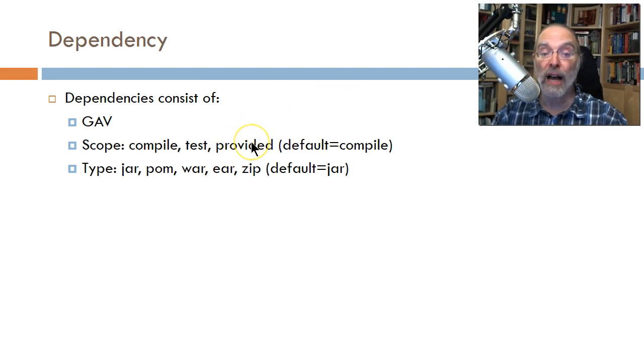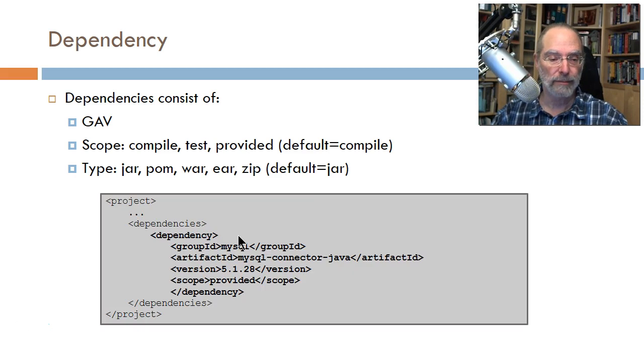And then there's provided. We'll see provided when we start working with application servers, where our program executes on a remote enterprise server, and that enterprise server already has the necessary libraries to use. And finally, the type. We can also indicate what format this dependency is, though in most cases it's going to be a jar, but as you can see, it can be a dependency in any of these categories.